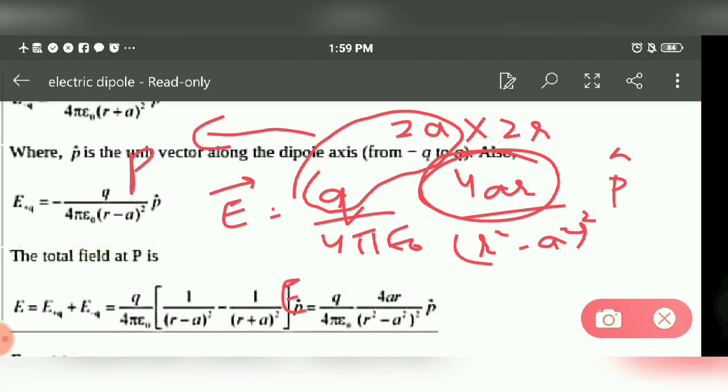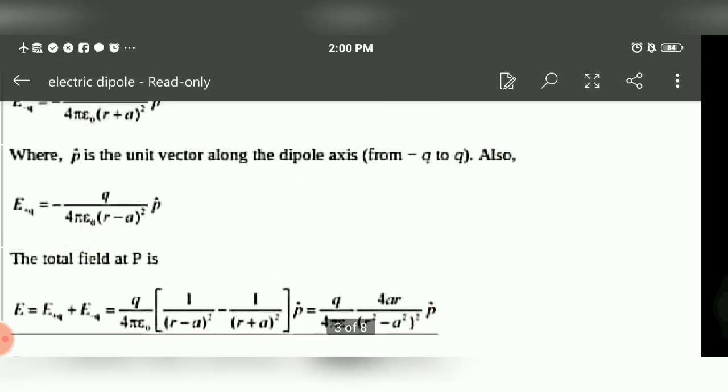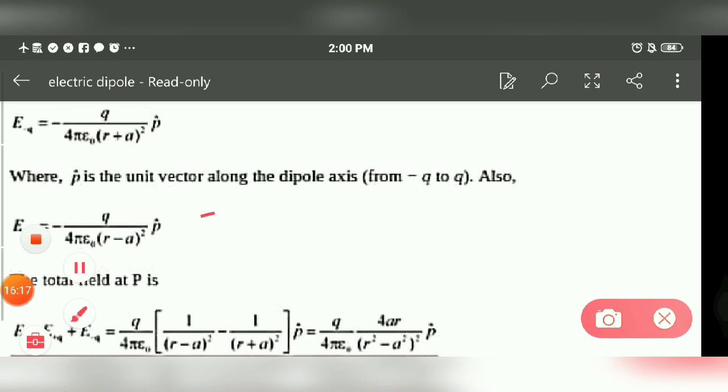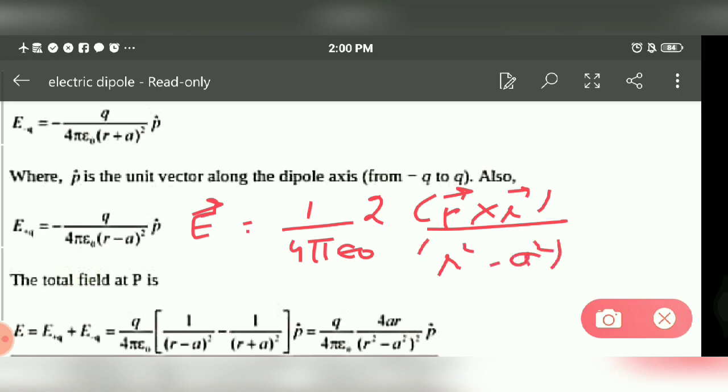So we can write E vector as 2R upon 4 pi epsilon naught (R square minus A square) whole square into P cap. This is P vector. This is what? P vector. So in vector form we can also write E vector equals 1 by 4 pi epsilon naught, 2 P R upon (R square minus A square) whole square.